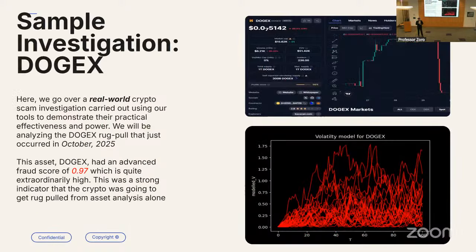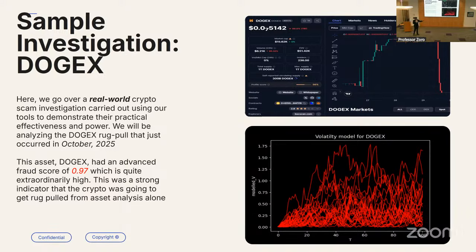Now, let's talk about a sample investigation. We're coming back to that DogeX token I was talking about before. I'm going to give you a very elementary example of what our investigation can look like. So here, we begin with the DogeX price graph, and we analyze its price history. Now note, very important, my analysis of DogeX was done before it collapsed.